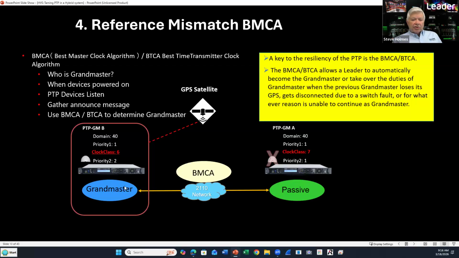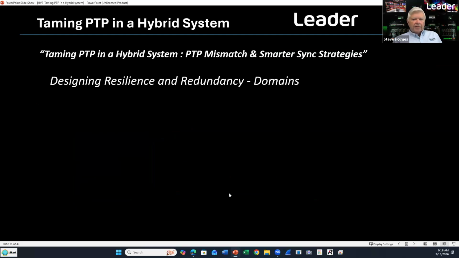But as soon as this unit sees that announce message, it says, hey, I'm better clock class than you are. You go passive. I'm going to walk in and be the grandmaster. And it's a software walk, and it's hitless. It just walks over to the other unit and keeps going. The only thing that changes is the grandmaster ID. So the grandmaster ID will go from this unit on the right to the unit on the left. And we will keep going.